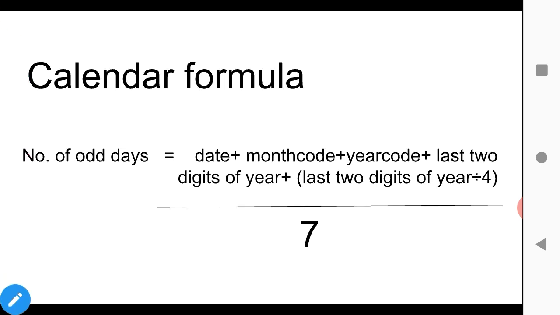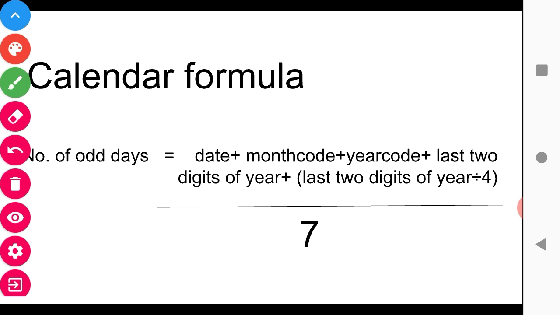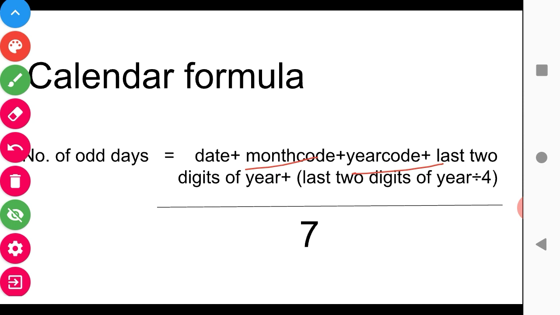Next, to know the calendar month codes and year codes, we have to know what this month code and this year code are doing in the formula. For that, we have to calculate the total number of odd days without using the formula. Let's take an example.